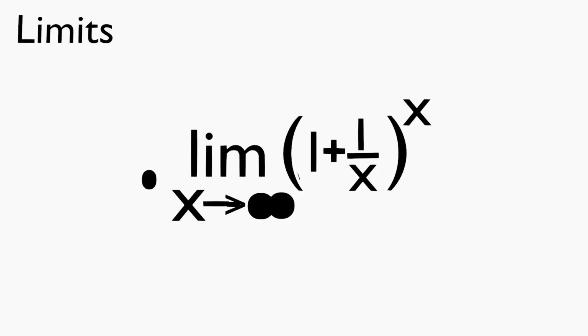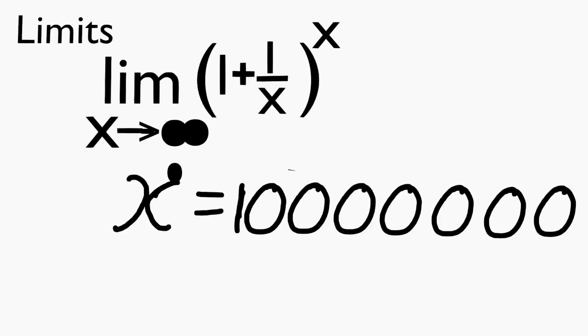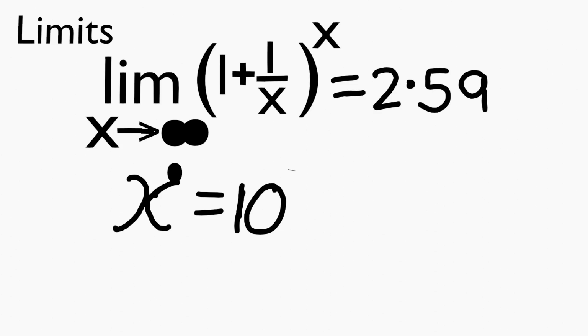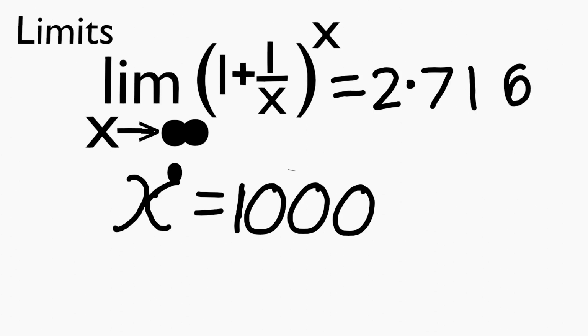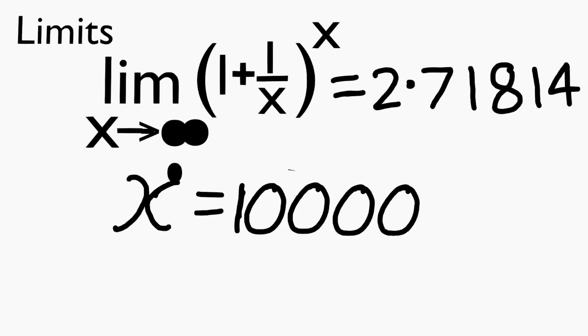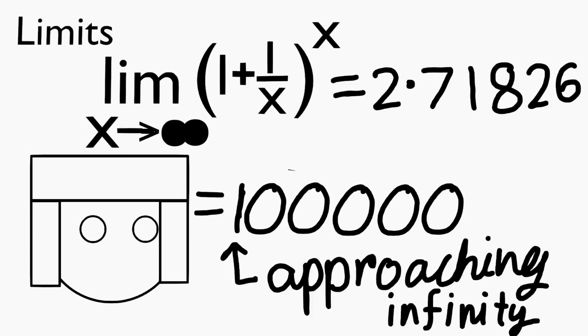Suppose I ask you to calculate this. Well, infinity here means never ending, so we have to use bigger and bigger numbers. For 10 we get 2.59, for 100 we have 2.704, for 1000, 2.716, for 10,000, 2.71814, 100,000 gives 2.71826. Now we can definitely say that our x is approaching infinity, but our expression is not.